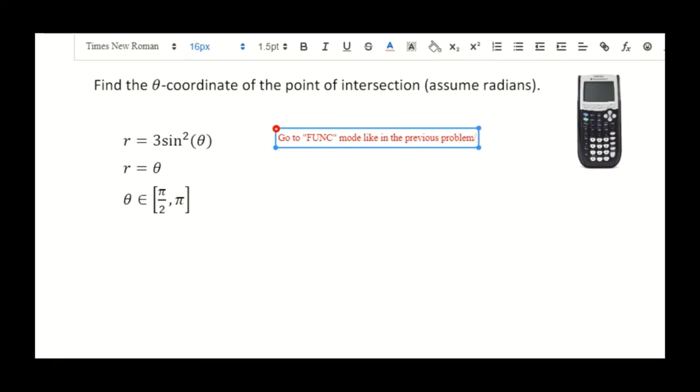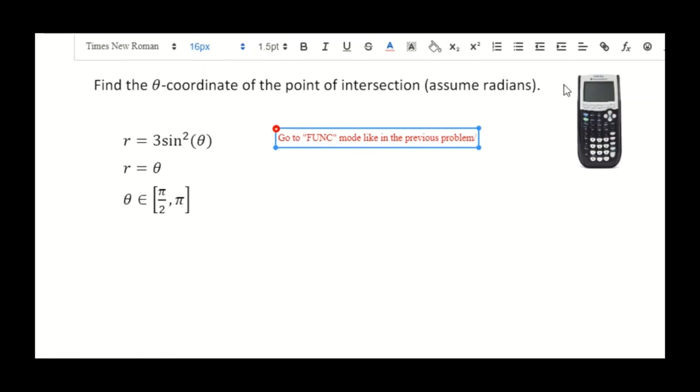Okay, so in function mode, let me pull that up. Let's make sure I'm in the right mode here. Mode, I want to go to function instead of polar. And I want to type in both of these equations. I know it's going to say x, and we really like it to say theta, but it'll work.